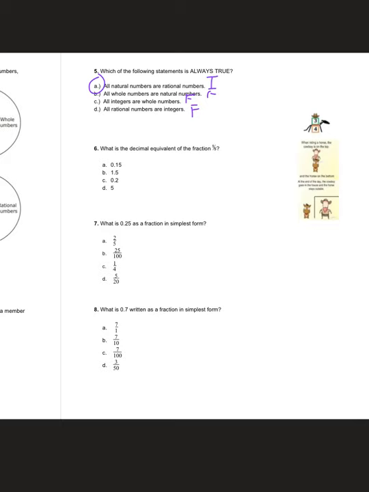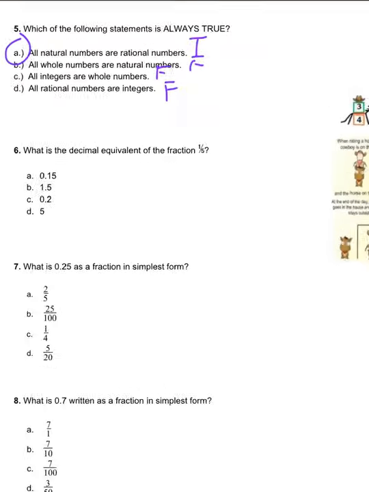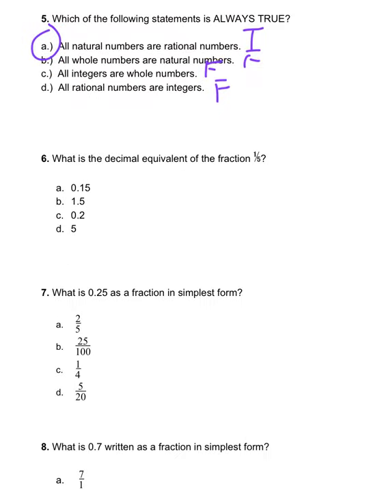All right. Next question, number 6. What is the decimal equivalent of the fraction 1/5? There are multiple ways you can do this problem. You can scale it up. Looking at the denominator, I can make that into 10. 5 times 2 would be 10, so I'd have to do the same thing here. And I know 2/10 is written as 0.2 as a decimal.